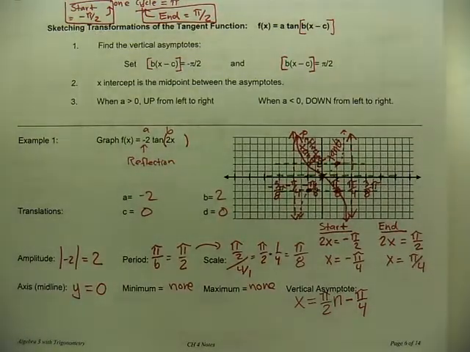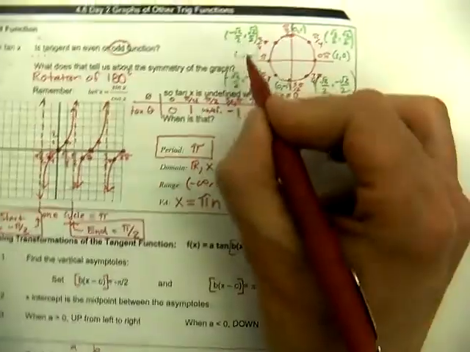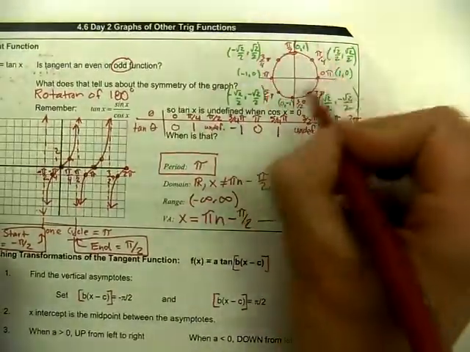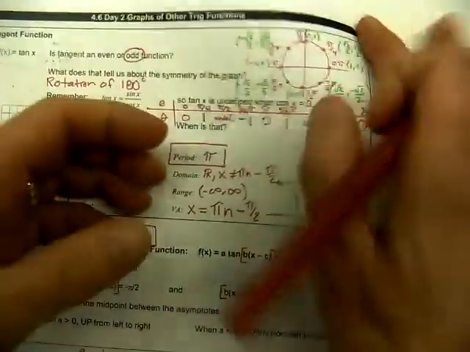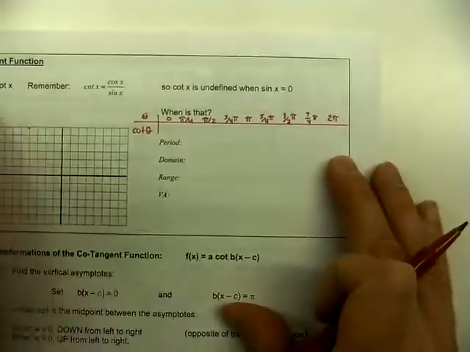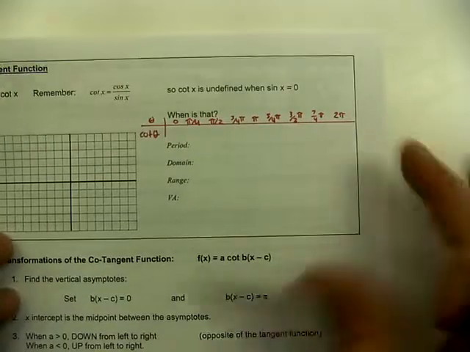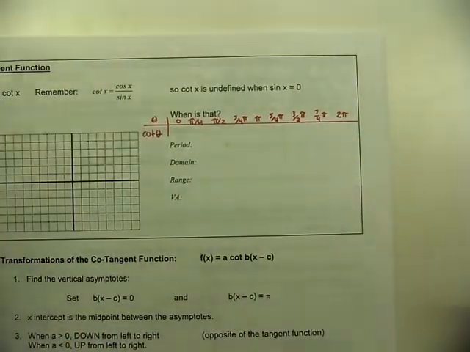All right, so let's now go on and talk about cotangents. We're going to use the same unit circle to create our points to plot. I don't think I redrew it. No, I didn't. So we're using the same critical values. You can see I set up that table there.